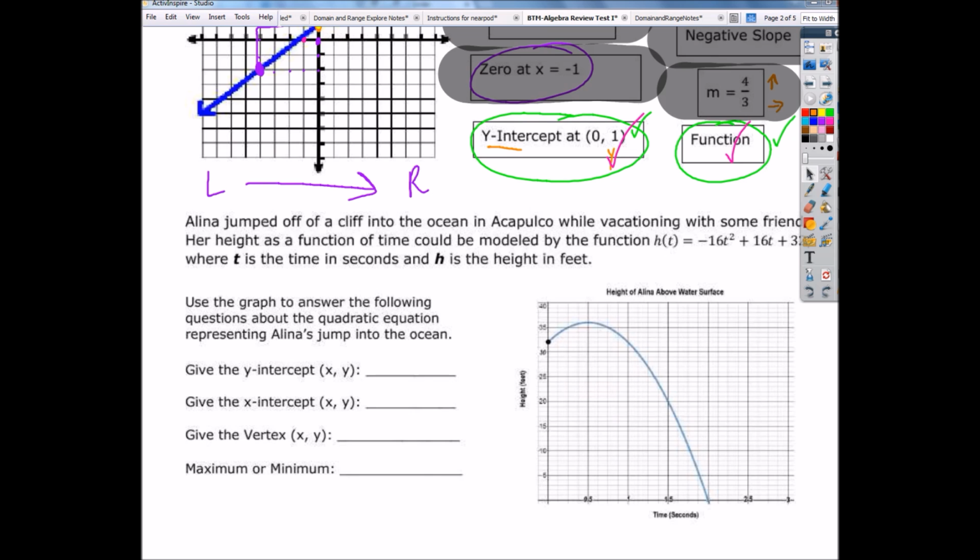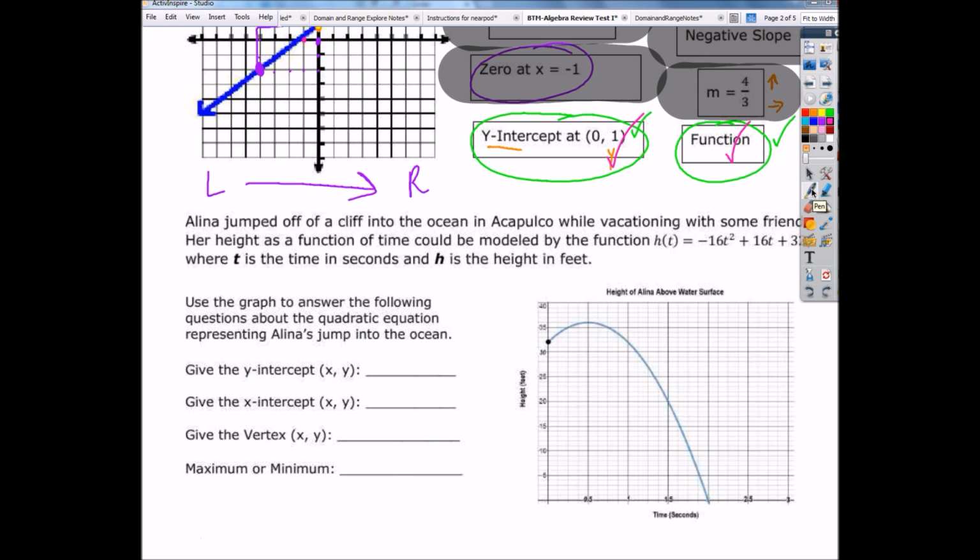All right. Alina jumped off a cliff into the ocean. That sounds like a lot of fun, folks. In Acapulco while vacationing with some friends. Her height as a function of time could be modeled by the function h of t equals -16t squared plus 16t plus 32, where t is the time in seconds and h is the height in feet. Use the graph to answer the following questions about the quadratic equation that represents Elena's jump into the ocean.